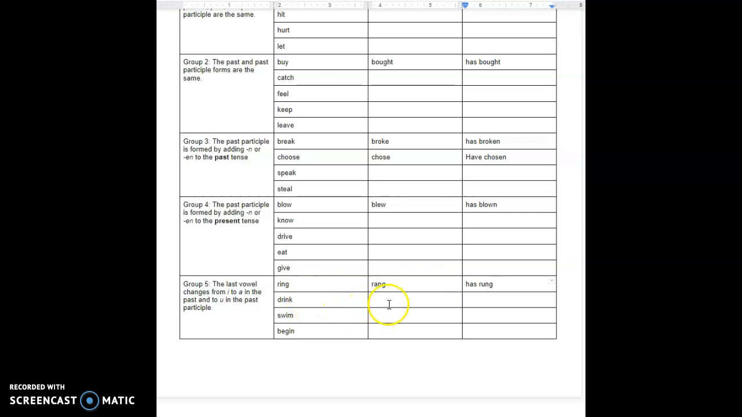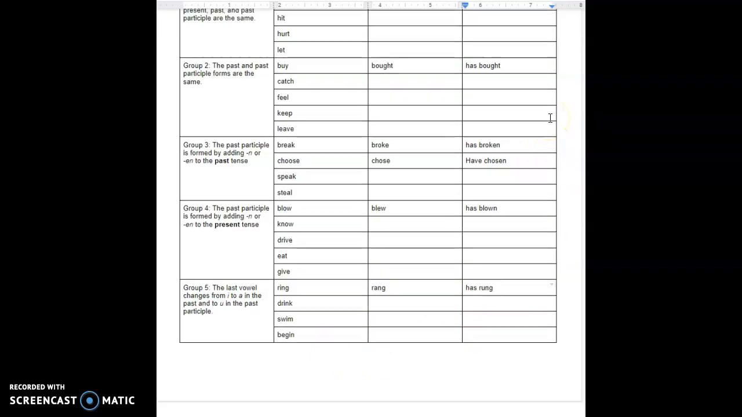Drink, drank, drunk. I know that seems funny, but you're going to say that she has drunk all of her water. Swim, swam, swum, and begin, began, begun. So that one is a little bit trickier, but you can do it.